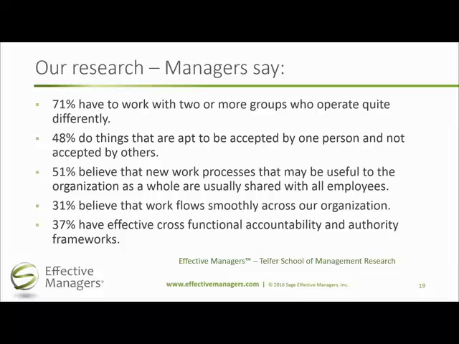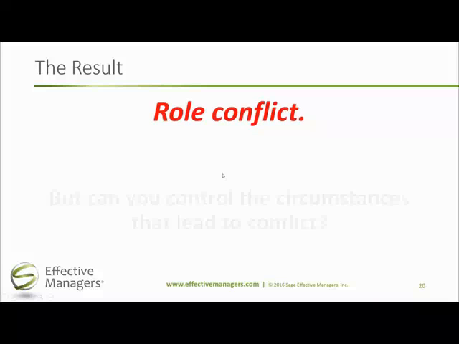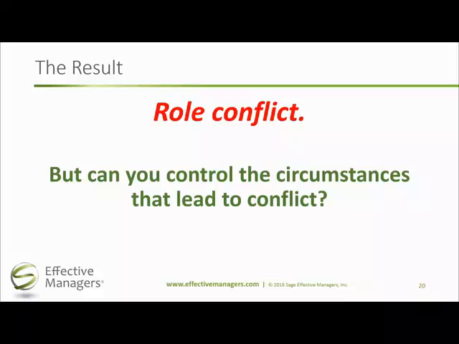51% believe that new work processes that could be useful to the organization as a whole aren't shared. 1 in 3, only 1 in 3, so that's 2 out of 3 don't believe that work flows smoothly across the organization. They see those kinds of issues. And 4 out of 10 say that the organization has effective cross-functional accountability and frameworks. So that means 6 out of 10 are working in a vacuum in terms of cross-functional accountability and authority frameworks. So all of that together, the 3 parts that I was talking about, lead to role conflict.